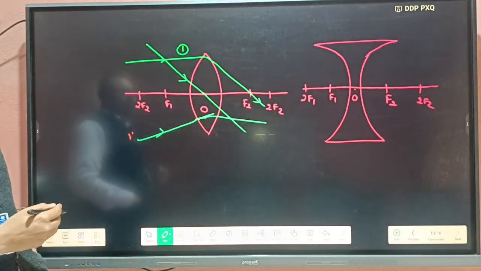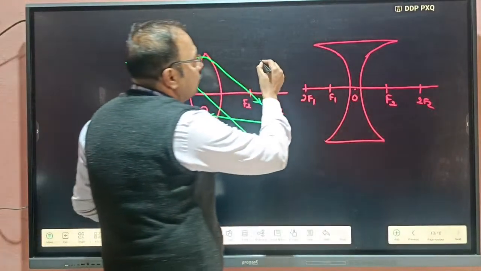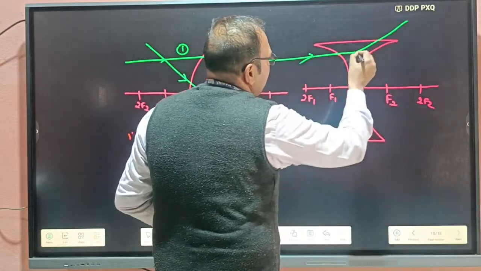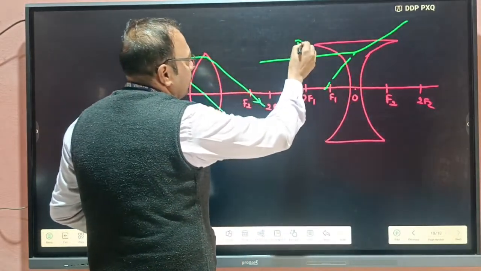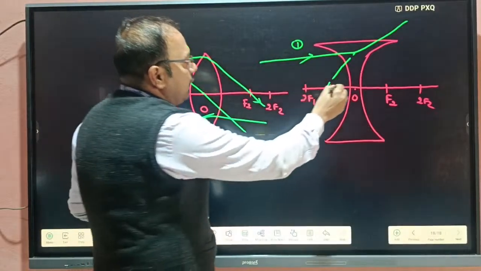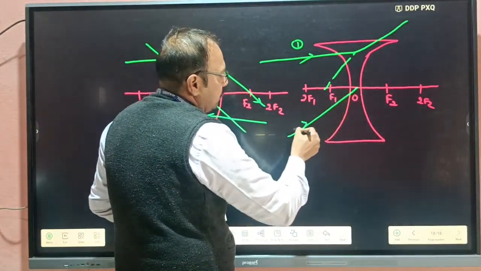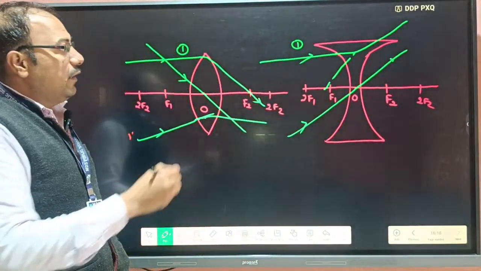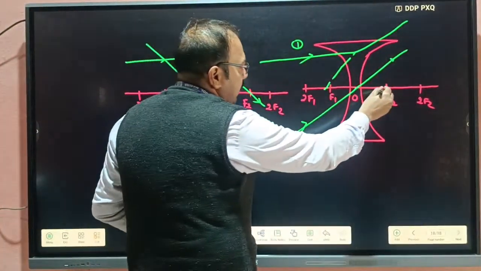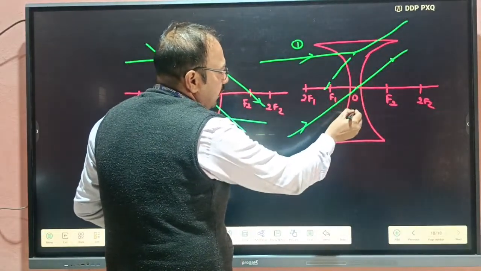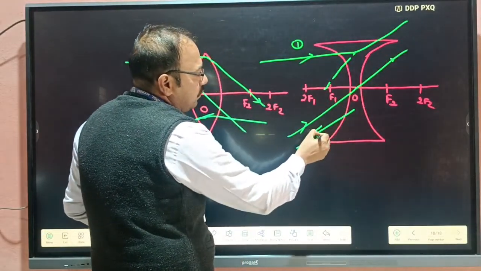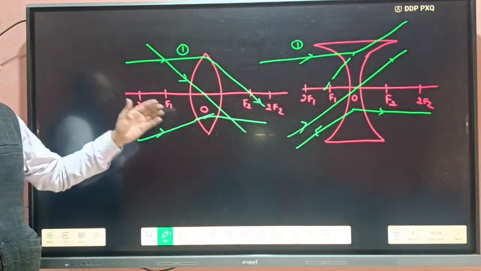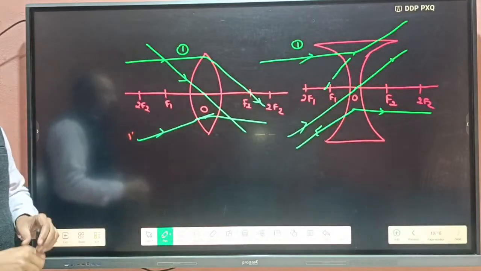So similar things here. When parallel rays come, they are refracted and pass through the focus. And second, when a ray comes in the direction of the optical center, it passes straight through without any refraction. And when a ray comes in the direction of a focus like this, it passes through parallel. So these are the rules of refraction of a lens. Thank you very much.